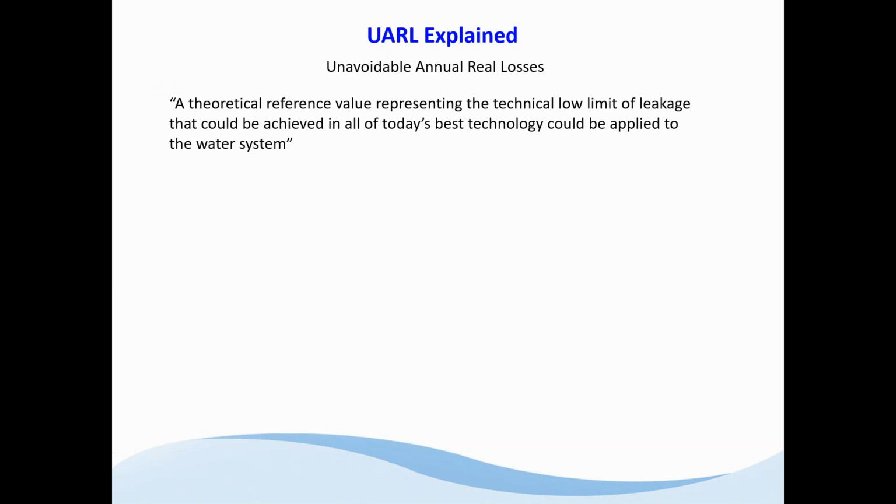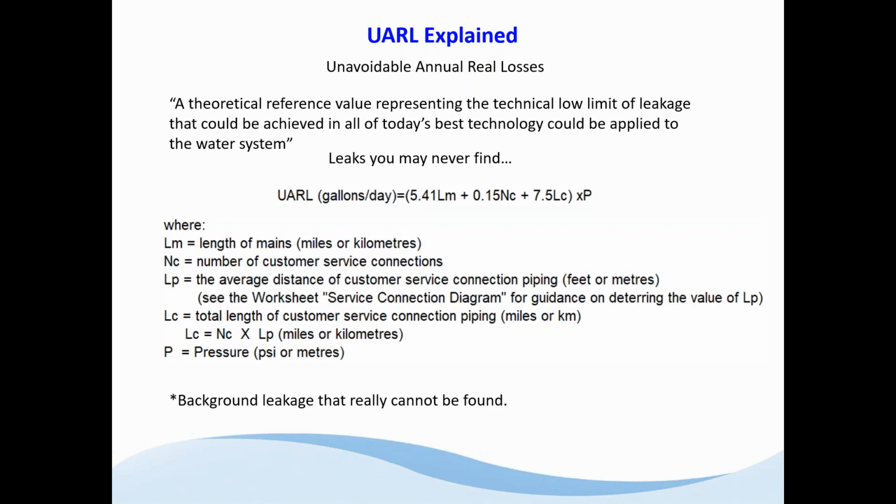Everybody, I hope, understands URL. It's the theoretical reference value representing the technical low limit of leakage that could be achieved if all of today's best technology could be applied to a water system. Leaks that you're never going to find. The URL is calculated in gallons per day, using the length of mains, number of customer services, and the average distance of a customer service. The total length times the miles, times the pressure, will give you your answer.